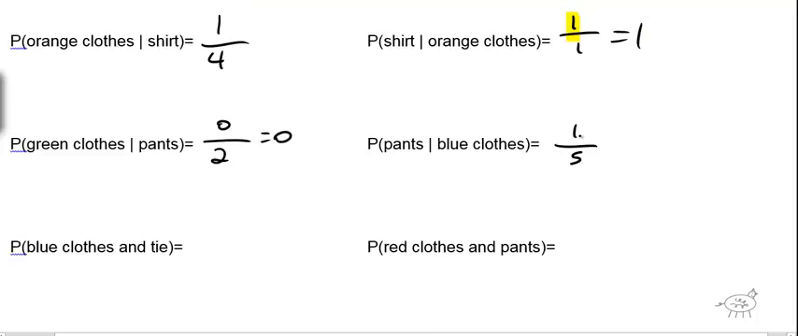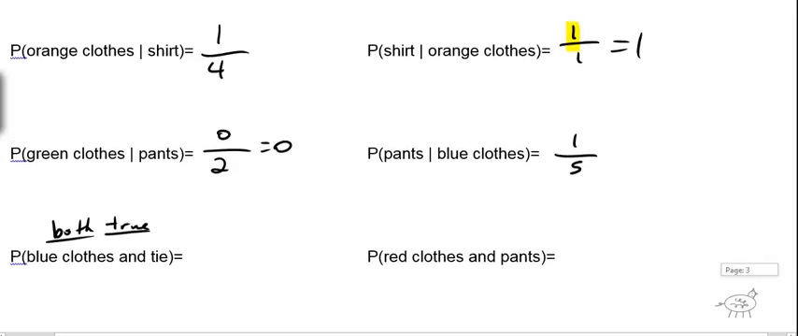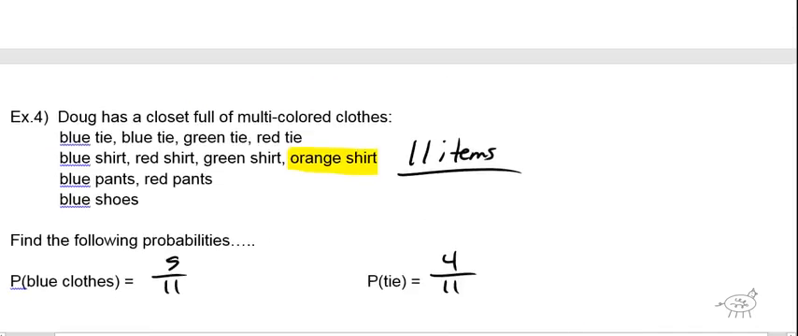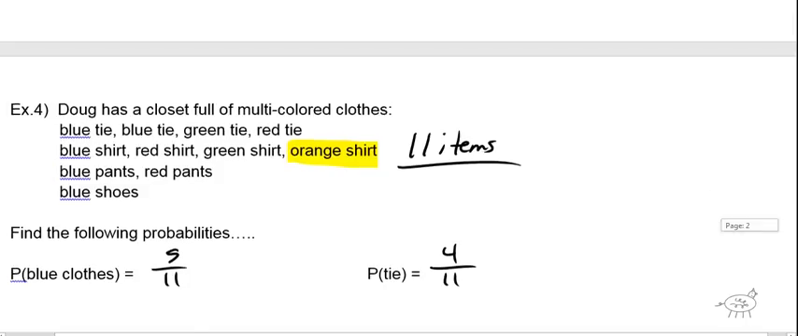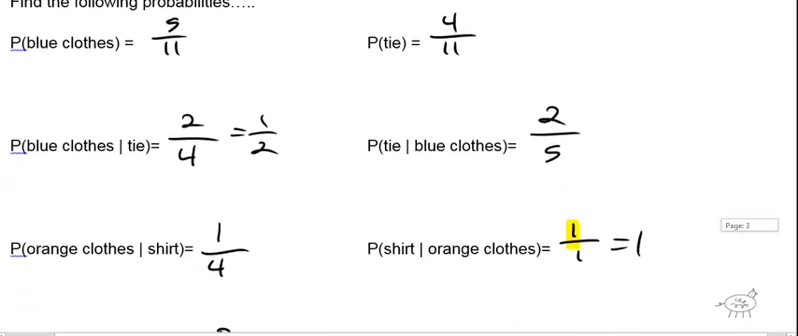Now this is different. It says the probability of blue clothes and ties, so both have to be true. Blue clothes and ties: a blue tie and a blue tie are the only ones, and that's out of what? There's no given here, so it's out of the total amount. So it's actually 2 out of 11.